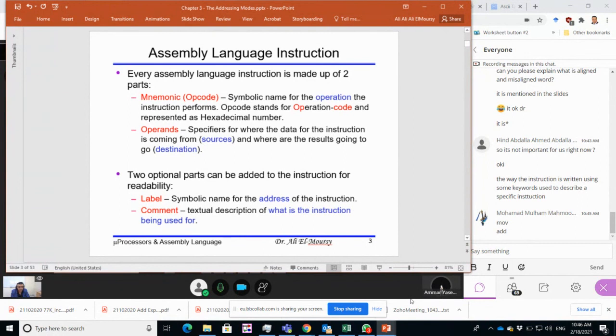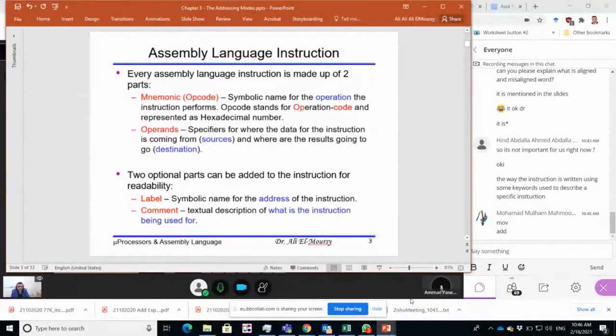So the opcode is the real number written inside your machine file or inside your binary file to represent each and every instruction in your code. So the mission of the assembler is to convert the mnemonic into opcode. This is the mission of the assembler. The assembler's job is to take the instruction and convert it into numbers.